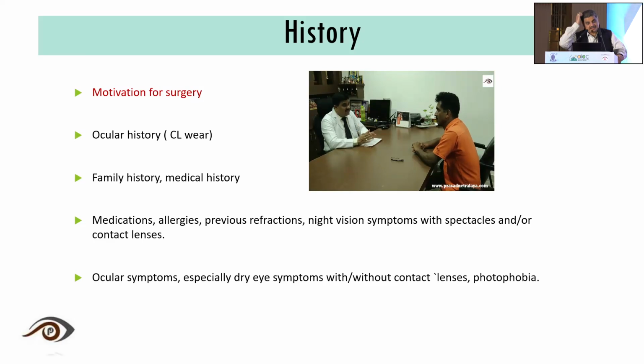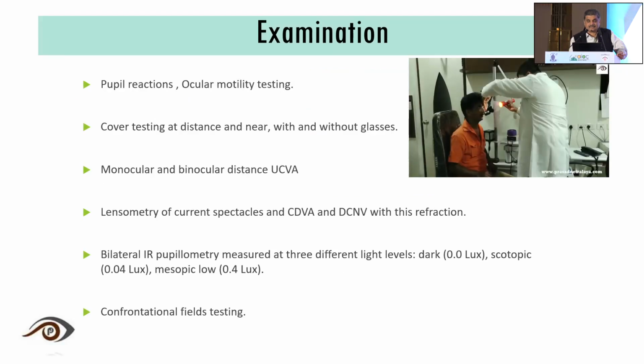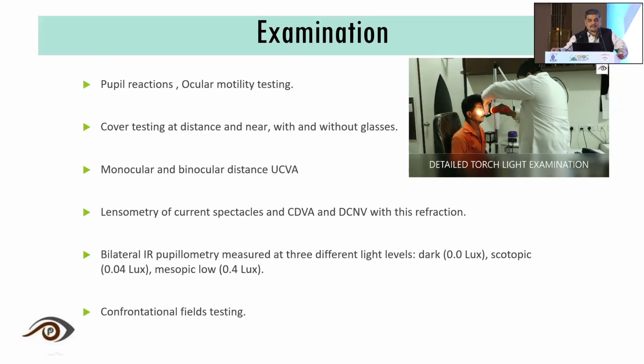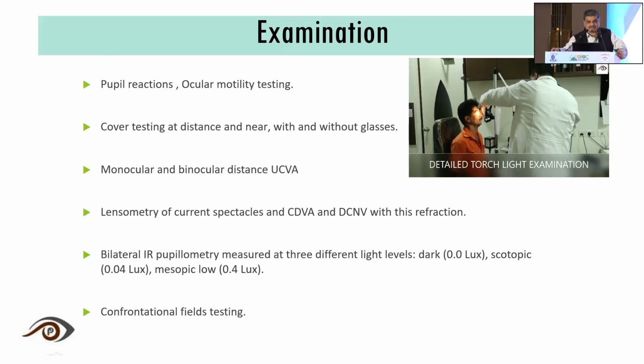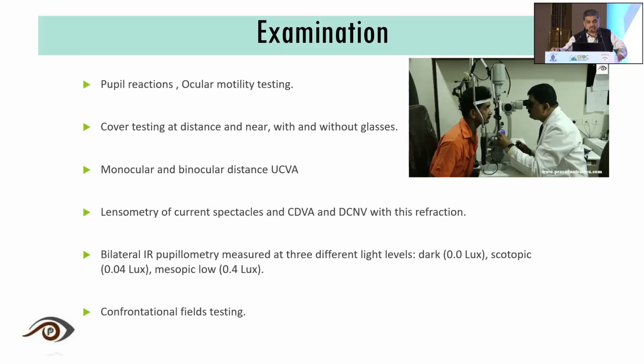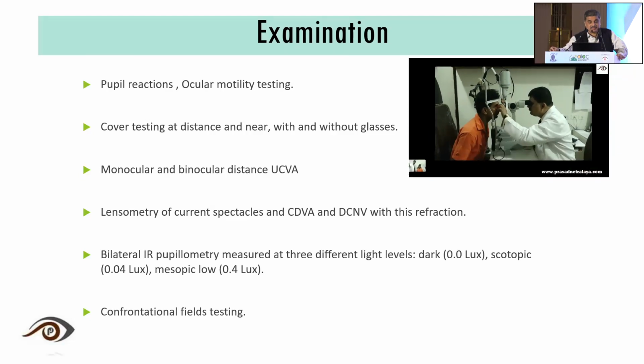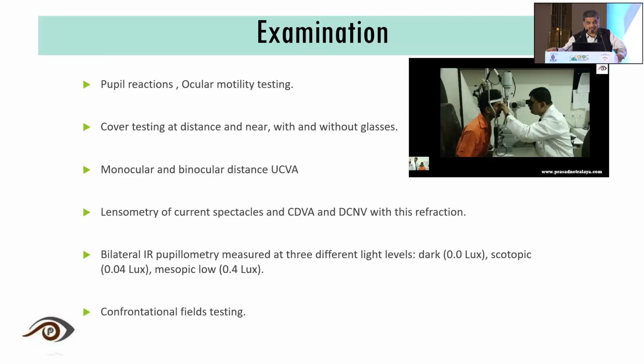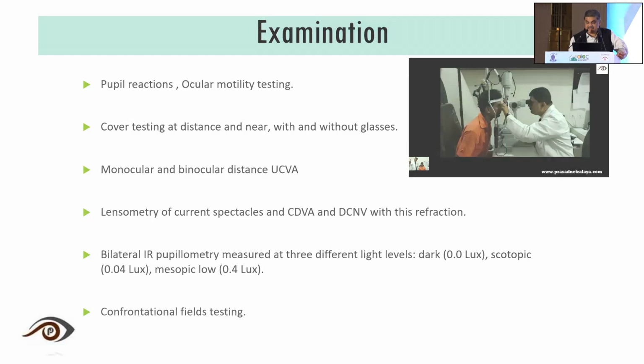Now, I normally ask about their ocular history, family history and medications, and whether the patient has any allergy, and also look for any dry eye symptoms. Once this is done, we do the pupillary reaction test, ocular motility testing, and bilateral pupillometry. If there is any doubt, I normally do a confrontation field test also, and monocular and binocular visual acuity by the surgeon himself.